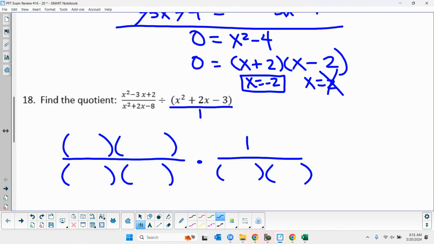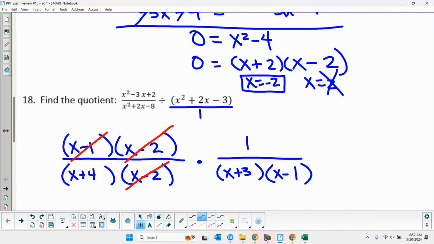All right, so up here, factors of 2 that give you -3 are -1 and -2. Factors of -8 that give you 2 are +4 and -2. Factors of -3 that give you +2 are +3 and -1. So everything's factored. You guys should be able to do that. Do you see any common factors, top and bottom? You do, don't you? You see an x minus 2 in the top and the bottom? I see an x minus 1 in the top and the bottom.